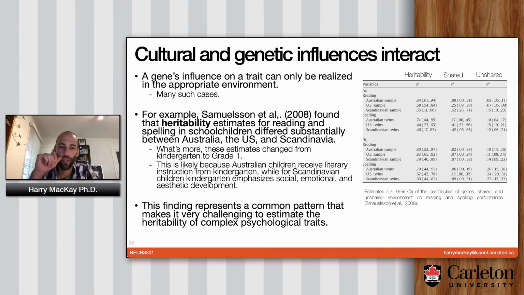You also have cultural and genetic influences interacting. So there's many cases of this. There's one, for example, by Samuelson et al. back in 2008. And what they found was that the heritability estimates for reading and spelling in school children, very young kids, differed substantially between Australia, the US, and Scandinavia. Now, we're all human beings, and in this case, the people studied were all of white European descent. So genetically fairly similar. How could the heritability estimate for reading ability and spelling differ so much between these different countries? Well, the answer is that the education systems are different in these countries.